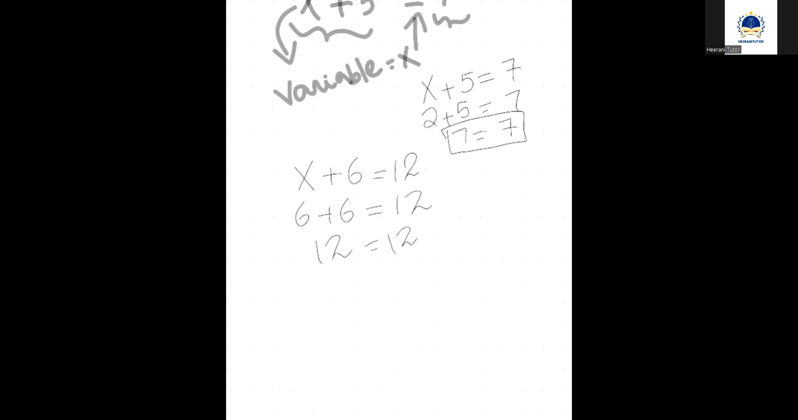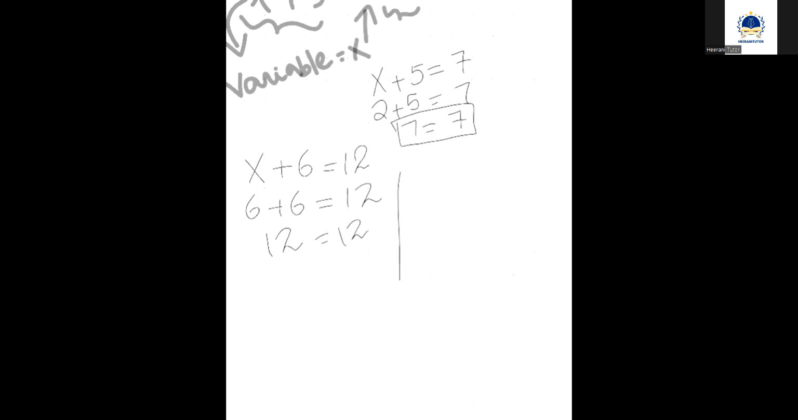Now, the actual math steps. For example, we have x plus 7 equals 13. The single step would be: you have a plus 7 over here, so you do the opposite action to cancel it out. The opposite of plus 7 is negative 7, so we add negative 7 on each side. Then plus 7 minus 7 becomes 0, and 13 minus 7 gives me 6. That's my answer. If I put my x as 6 here, 6 plus 7 equals 13.